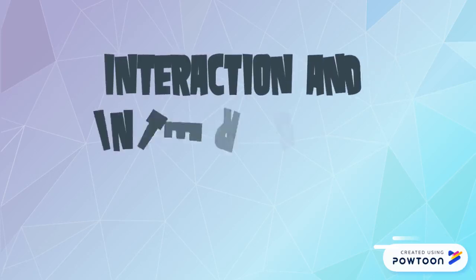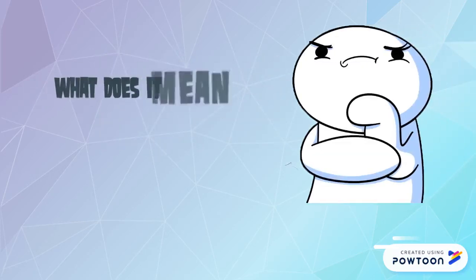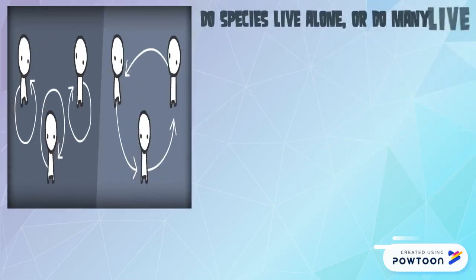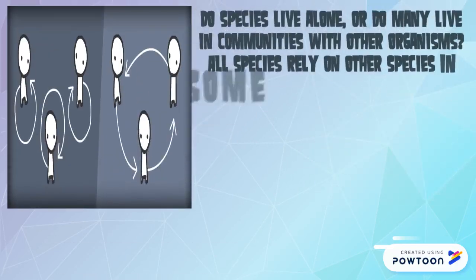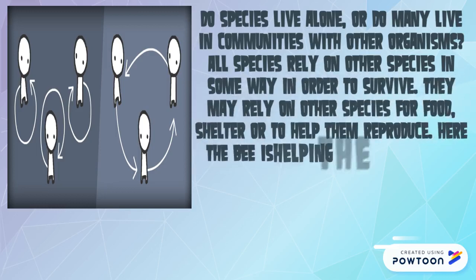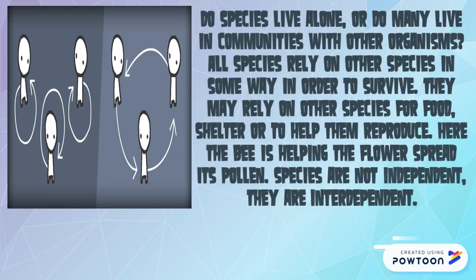Interaction and interdependence. What does it mean to be interdependent? Do species live alone, or do many live in communities with other organisms? All species rely on other species in some way in order to survive. They may rely on other species for food, shelter, or to help them reproduce.